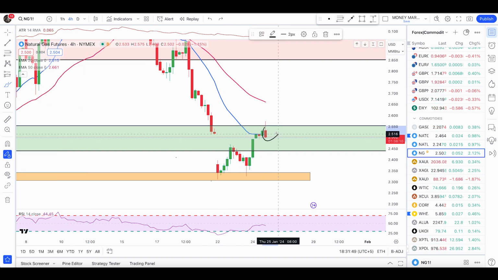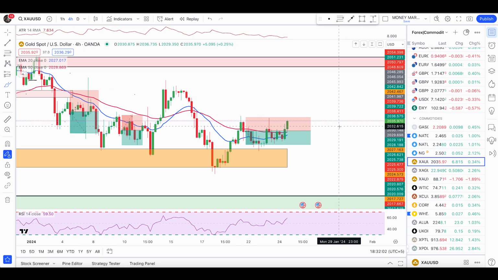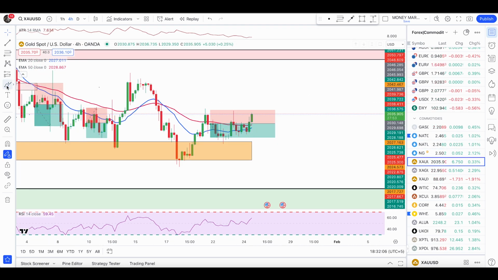If it doesn't close as a bearish engulfer, I'll still look for bearish trades. Exactly the same signal must be below 50 EMA. Next one, we have gold. Gold is still ranging and now started to push up.